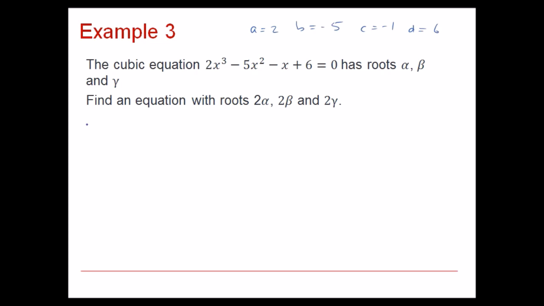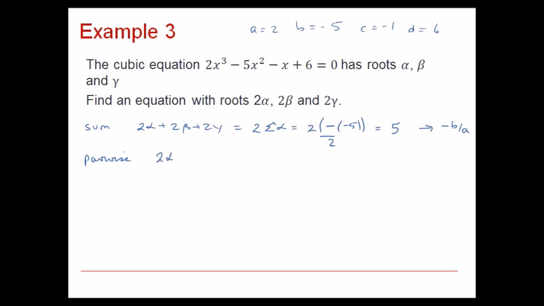So let's consider the sum for the new equation. I'm going to have 2 alpha plus 2 beta plus 2 gamma, which is twice the sigma alpha I had before. I'm going to be very careful with signs here. So that's twice minus 5 over 2, which gives me 5, which will lead me to my new minus b over a.